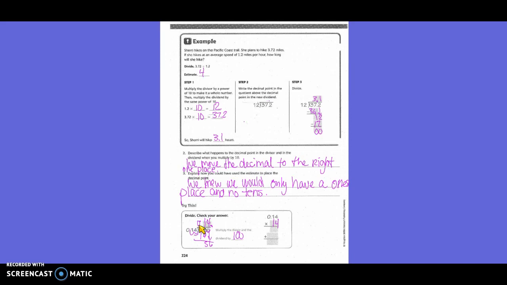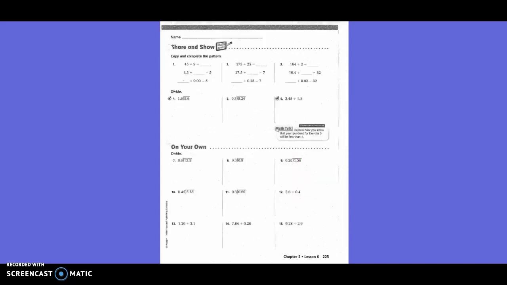So times 14. So 4 times 4 is 16. Carry the 1. 4 times 1 is 4, plus 1 is 5. Cross off my little 1. Cross off my 4. Put a 0. 0. 4 times 1 is 4. 1 times 1 is 1. Then add it. 6, 9, 1, and bring over my decimal 2 places. So is 14 the correct answer? Yes.